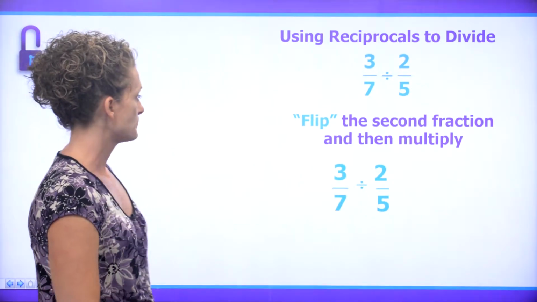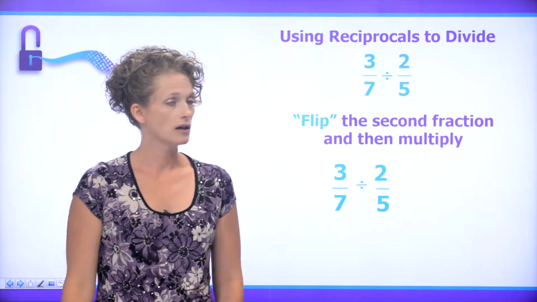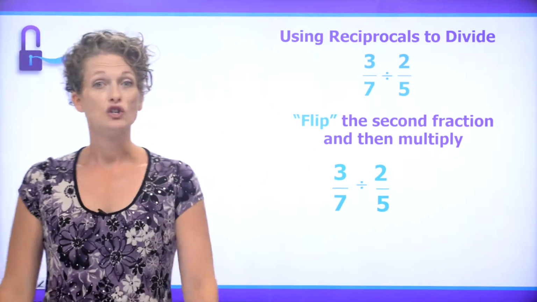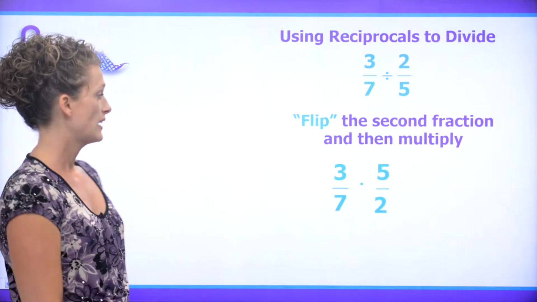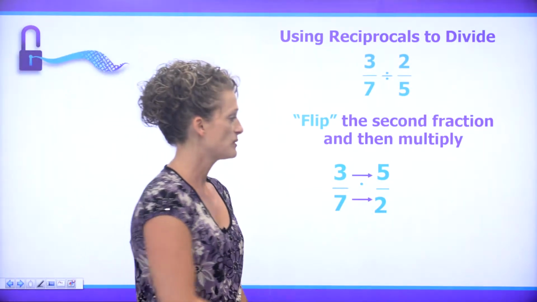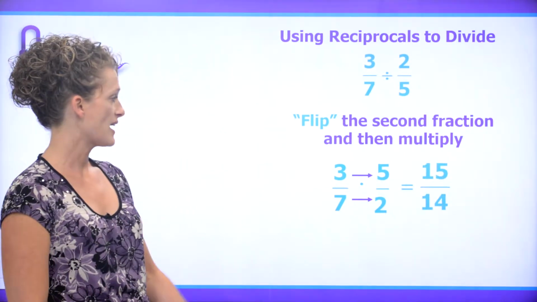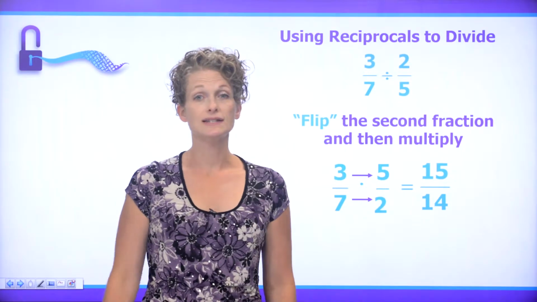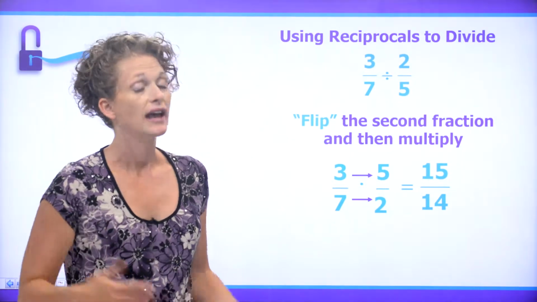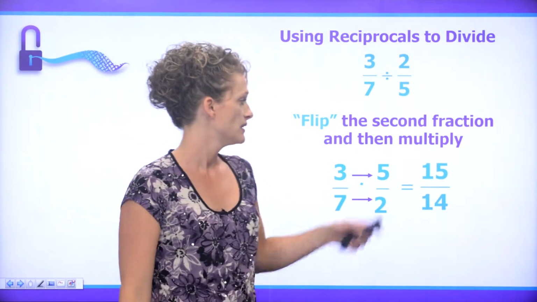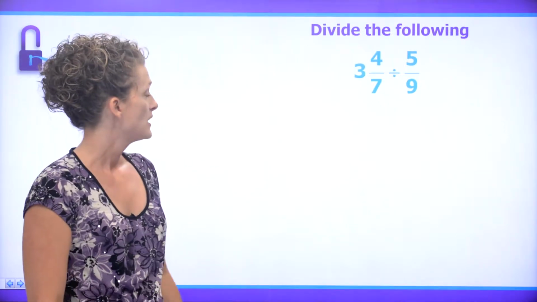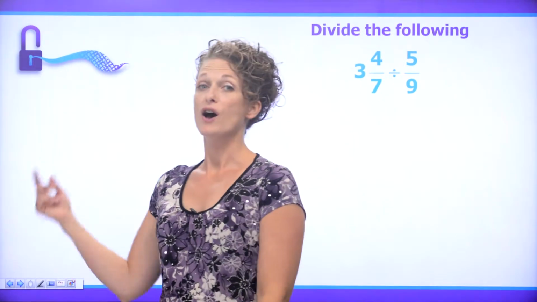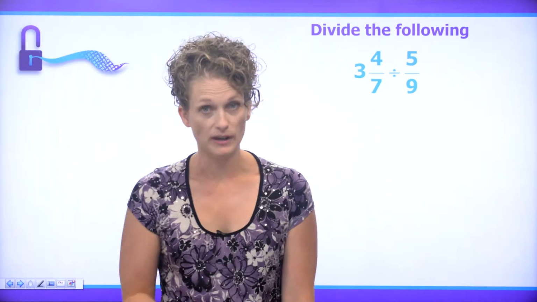So let's do that. So here we have our two fractions that we want to divide. So let's flip the second fraction and multiply. So now we multiply straight across, and we get 3 times 5 is 15, 7 times 2 is 14. And always simplify. In this case, this one's already simplified. Well, what if you have a mixed number and you want to divide by a fraction?